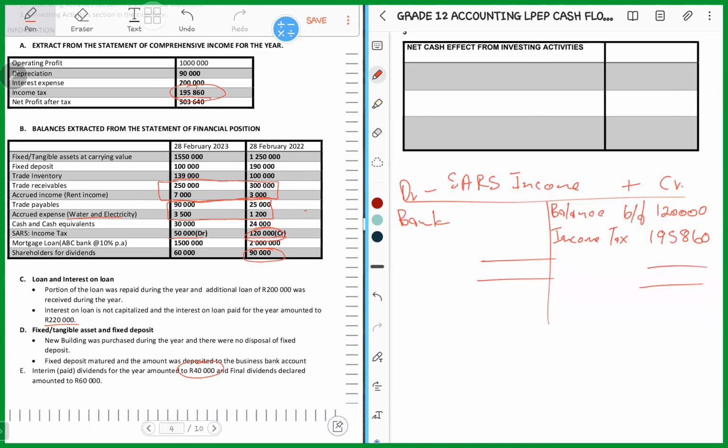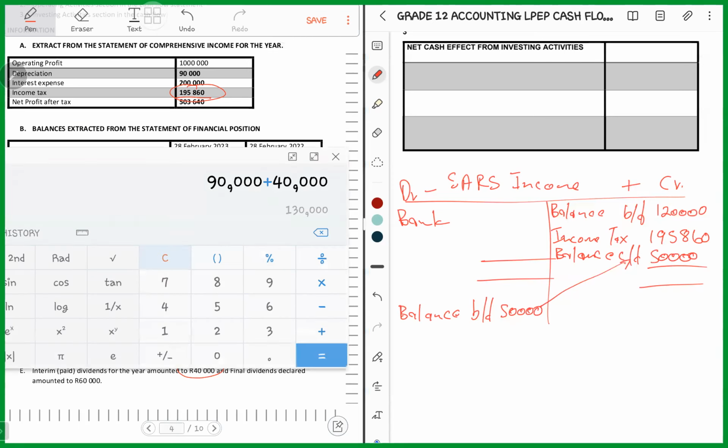Then here it says debit. Then on the debit side, balance brought down of 50,000. Then we're going to bring it to the credit, so it will be balance carried down of 50,000. This means that the bigger side will be the credit side. We're going to add everything.